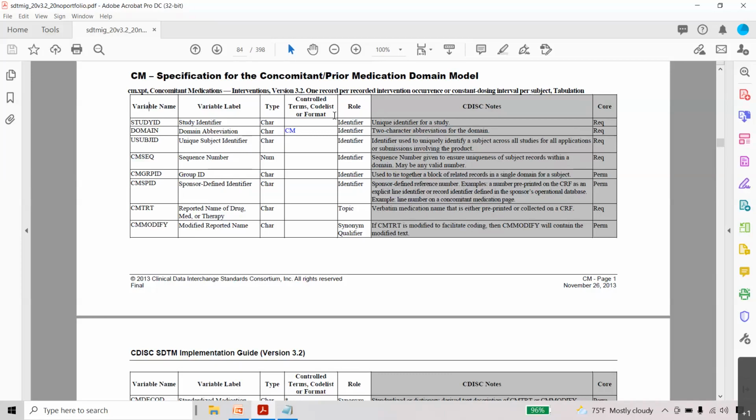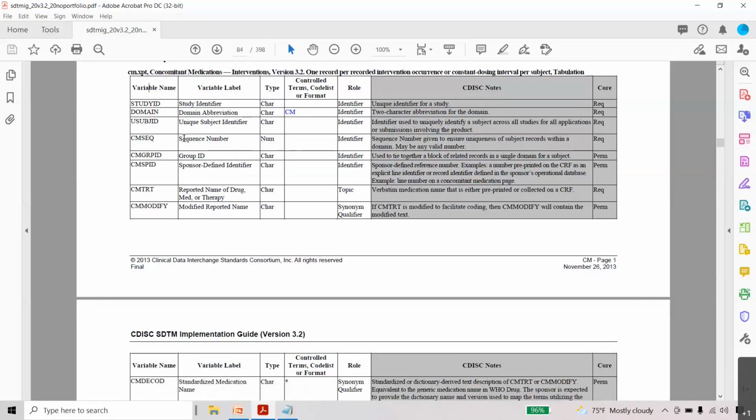Okay, coming to the concomitant medications domain variable level, we will see the variables one by one. The first variable is STUDYID, and this variable is present across all domains because it is a required variable. Next is the DOMAIN variable. All SDTM domain codes are two-letter alphabetical characters.